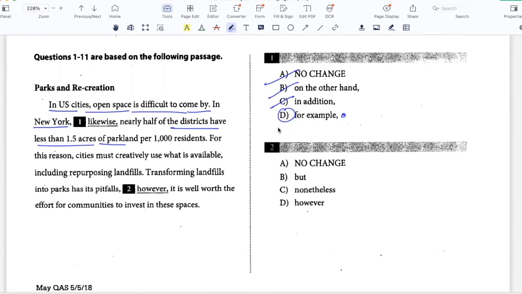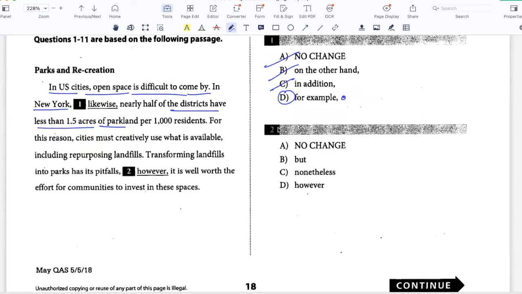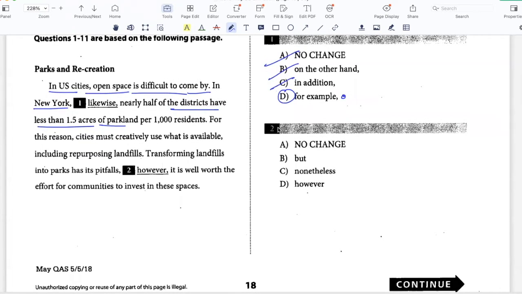For this reason, cities must creatively use what is available, including repurposing landfills. Transforming landfills into parks has its pitfalls. However, it is well worth the effort for communities to invest in these spaces. Now here I'm saying transforming landfills into parks has its problems. And then I'm saying it is well worth the effort to invest in these spaces. So there is an inherent contradiction.